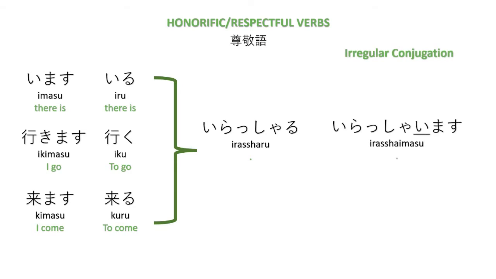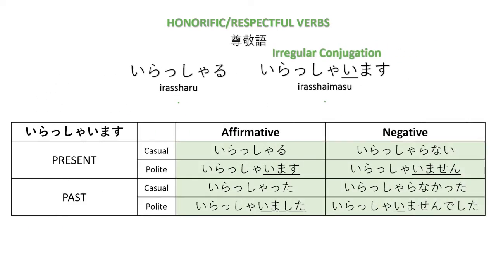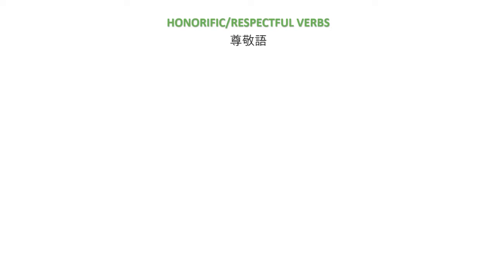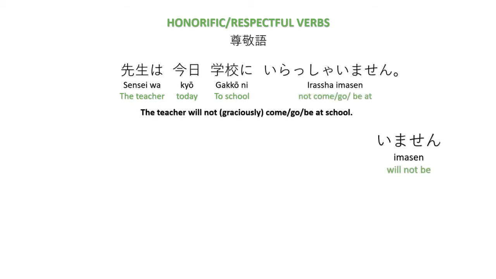And its conjugation is irasshaimasu. So irasshaimasu, irassharu, irasshanai. But of course, since this is a respectful language, we only use the masu form: irasshaimasu, irasshaimasen, irasshaimashita, irasshaimasen deshita. Okay, so example sentence: Sensei wa kyou gakkou ni irasshaimasen.